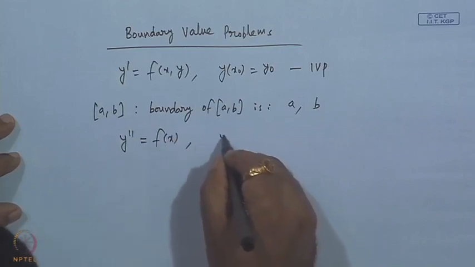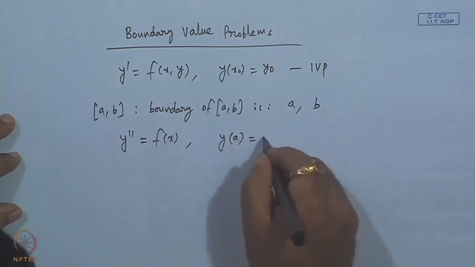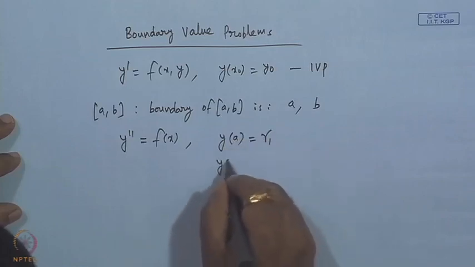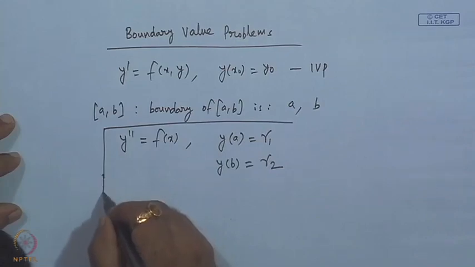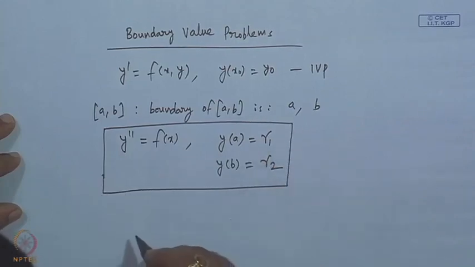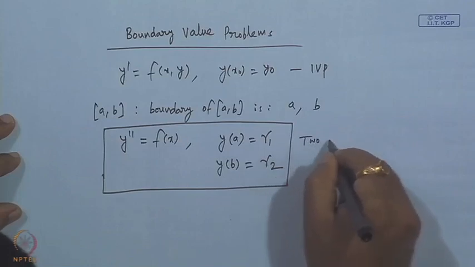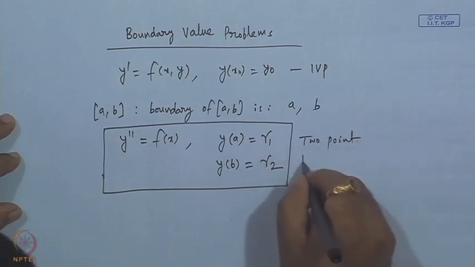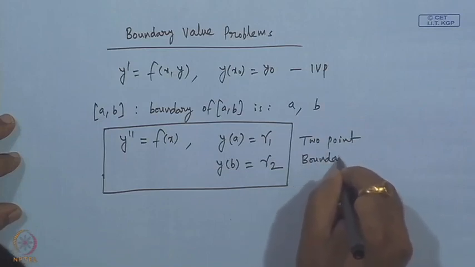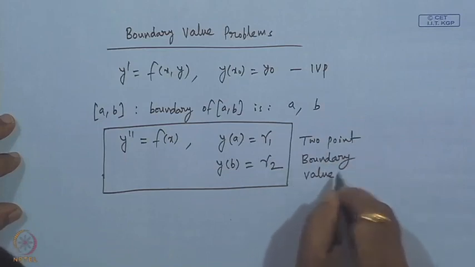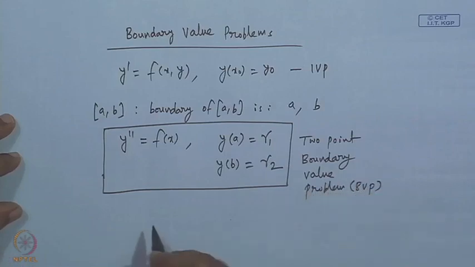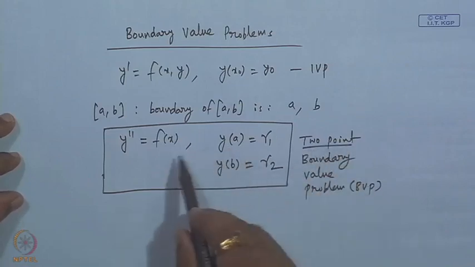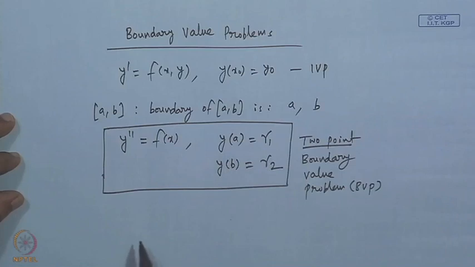Then we need y of A is gamma 1, say y of B is gamma 2. So this is called a 2-point boundary value problem. Why do we say 2-point? Because the value is specified at 2 points.